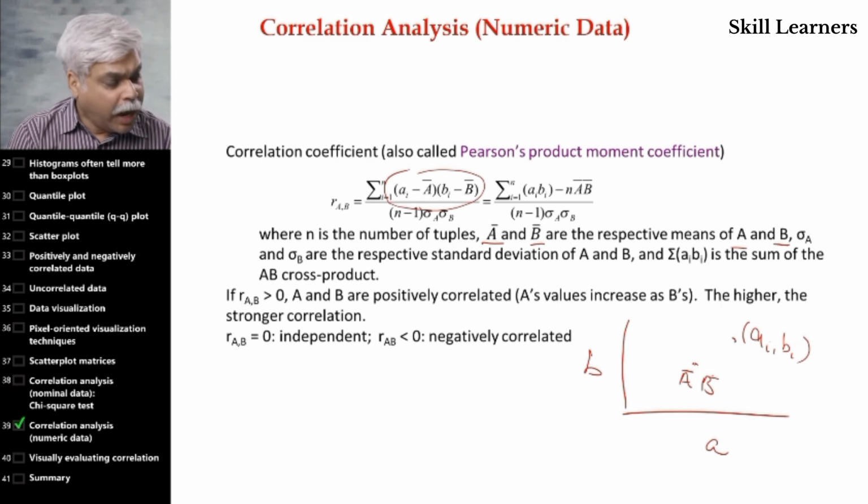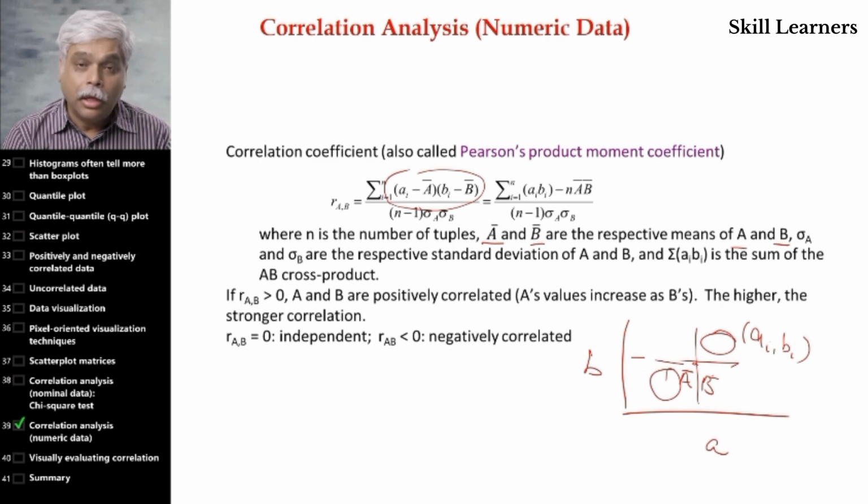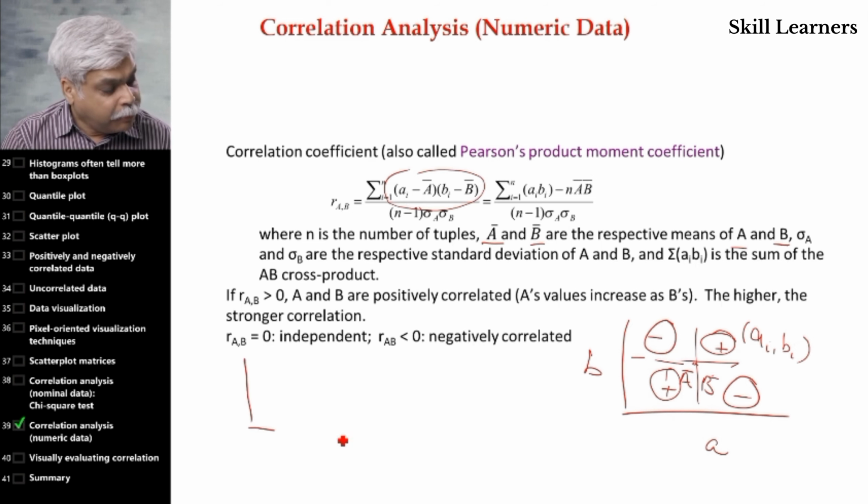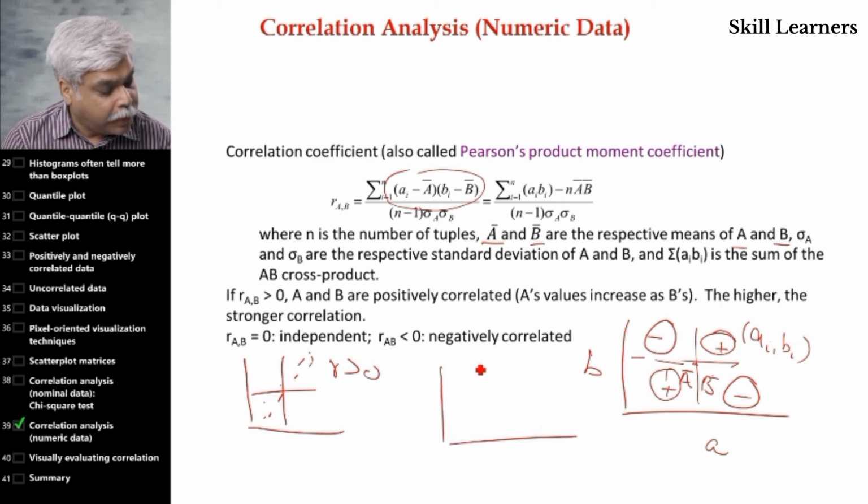So therefore, when I look at this product and I sum it up over all my observations, I will get a positive number if most of my observations are either both above average or both below average. If both are on opposite sides, one is above average and the other is below average, I will get negative. Which would mean that if my data looks like this, R will be positive. And if my data looks the opposite of that, in other words, in the opposite quadrants, the contrarian quadrants, I will get negative.